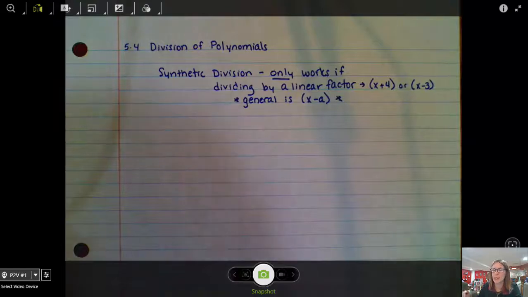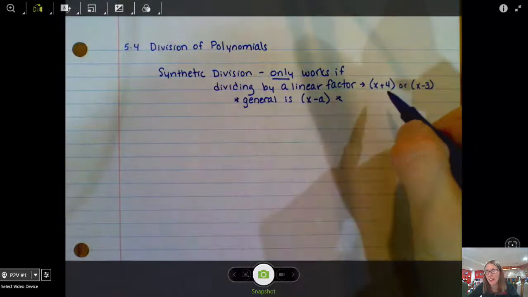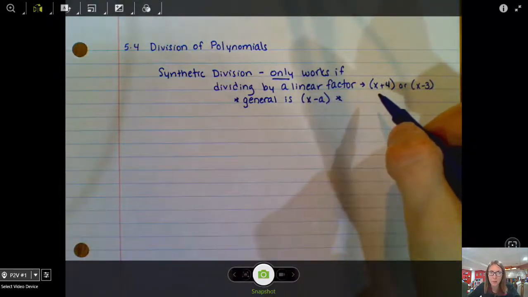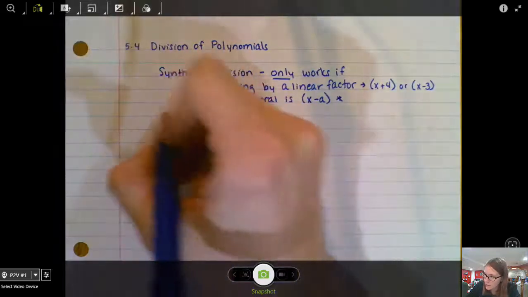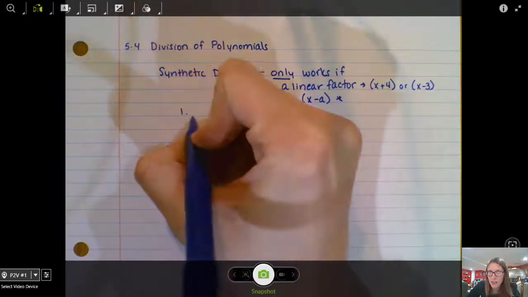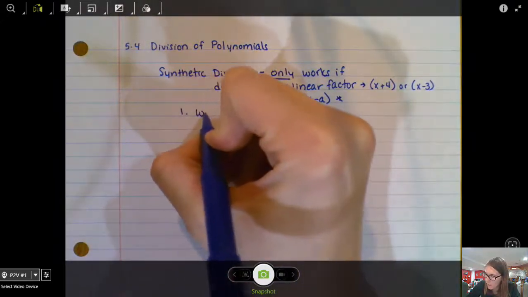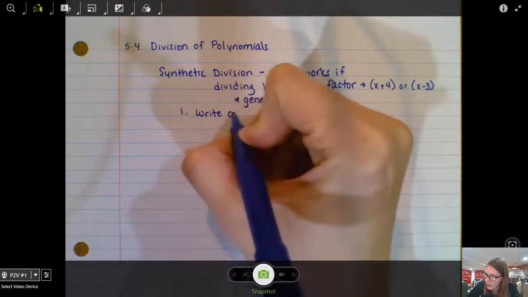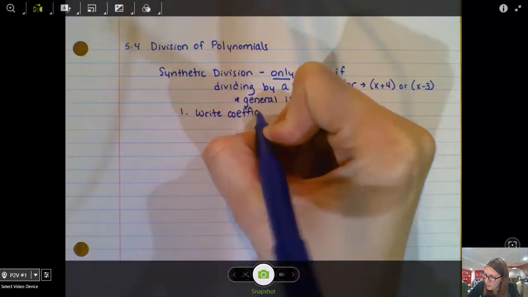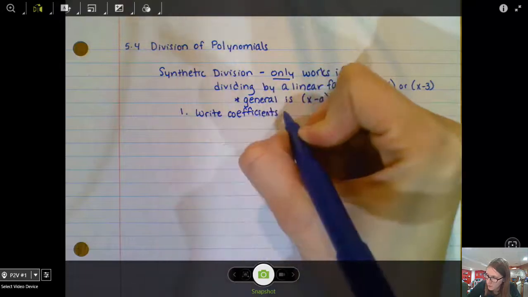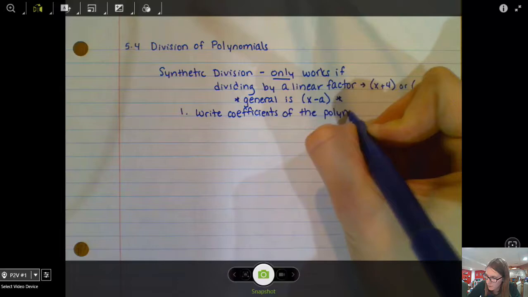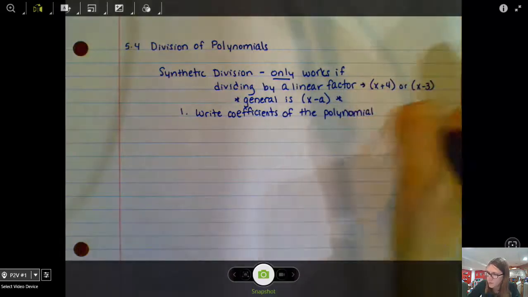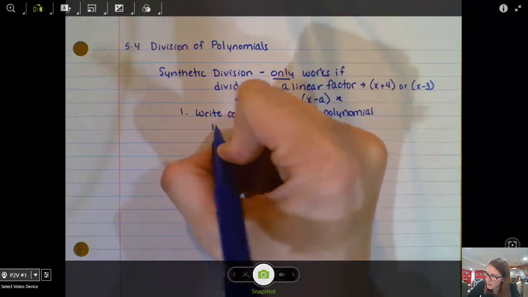So again, synthetic division only works if we have a linear factor. If we were dividing by x squared plus 4, we could not use synthetic division. You'd have to use long division. Here's the process. Step number 1, we write the coefficients of the polynomial in standard form.